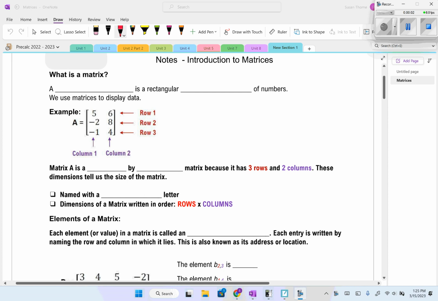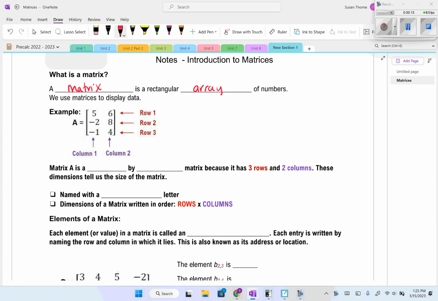Today we're going to do an introduction to matrices. What is a matrix? A matrix is a rectangular array of numbers. We use matrices to display data.